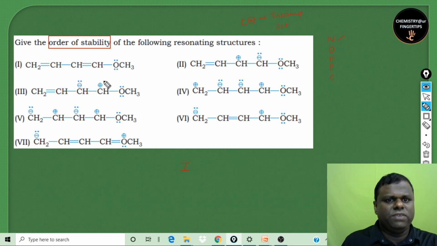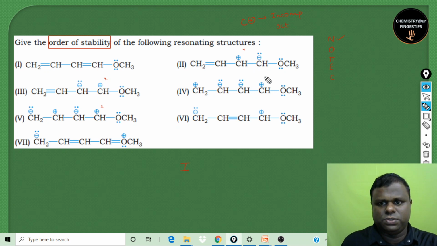So try to get rid of this carbon ion. So this goes off, this goes off, again this goes off. If you could see here, carbon with positive charge, this goes off, this goes off, this goes off. There is only one structure in which there is no incomplete octet, that is 7. So 1 is greater than 7.